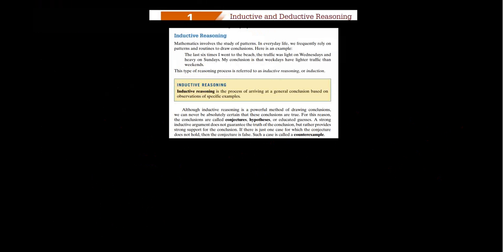Take a person that has never seen their boyfriend or their father cry. It could be induced that maybe males don't cry, but we obviously know that that is false. But that is an inductive reasoning type. Deductive reasoning.